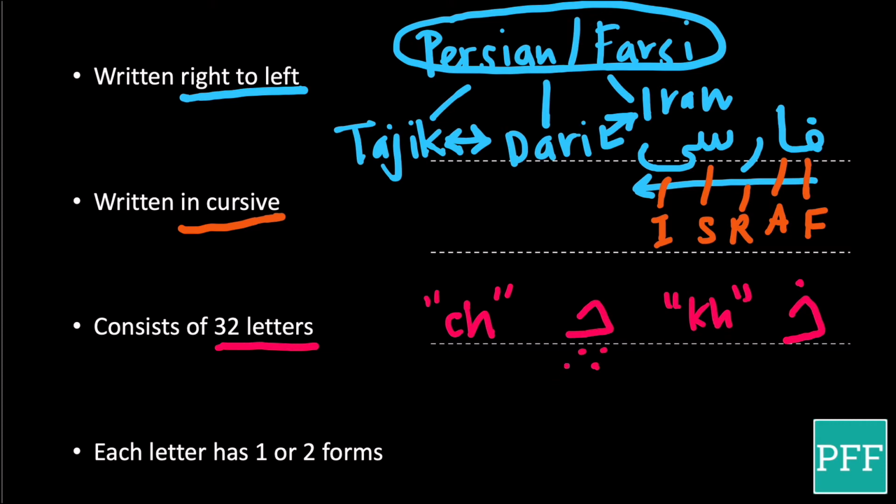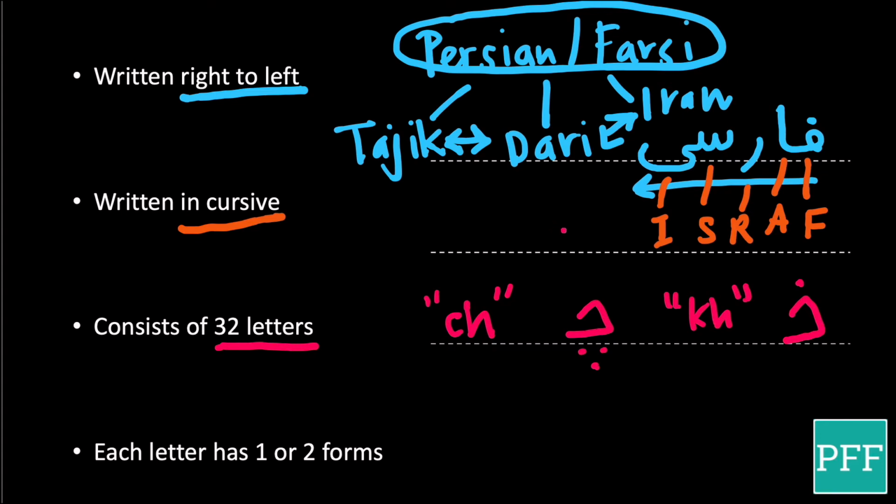But again, we're going to go through every letter in detail, so don't worry about memorizing these specific letters, but just having an appreciation that there are different letters to English, and different sounds to English, which is part of the explanation for why we have more letters in Persian compared to English. And then the second reason is that some sounds have multiple letters.